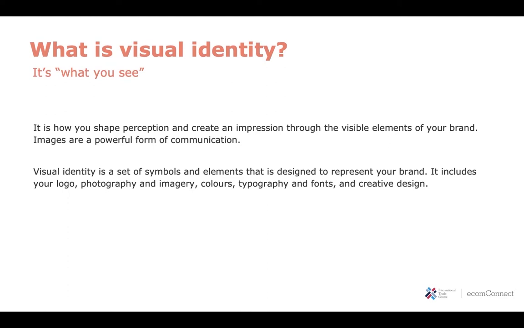In branding, what you see is the brand's visual identity. Visual identity is how you shape perception and create an impression through the visible elements of your brand. Images are a powerful form of communication, especially because they don't communicate with words. Visual identity is a set of symbols and elements that is designed to represent your brand. It includes your logo, photography, and images, the colors, typography, and fonts, and with all these you create a design.